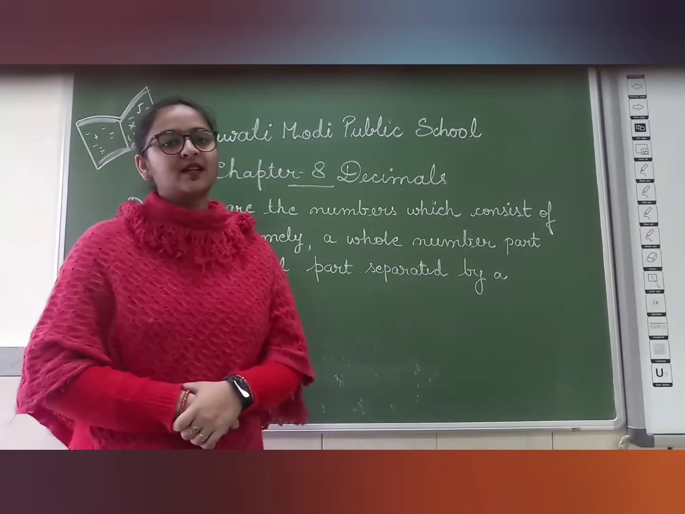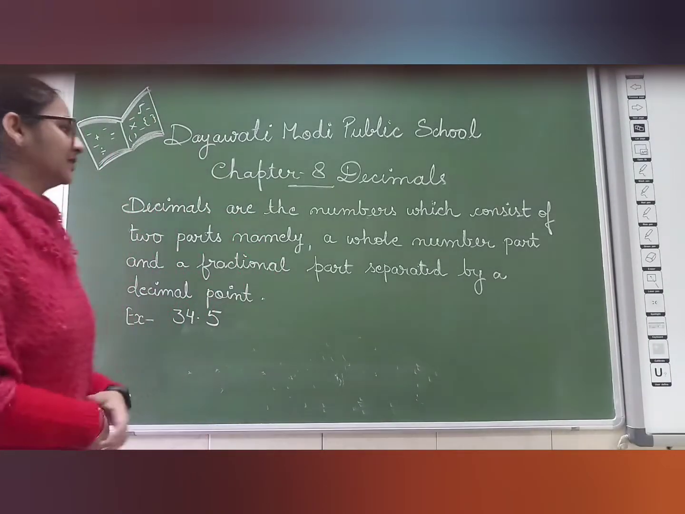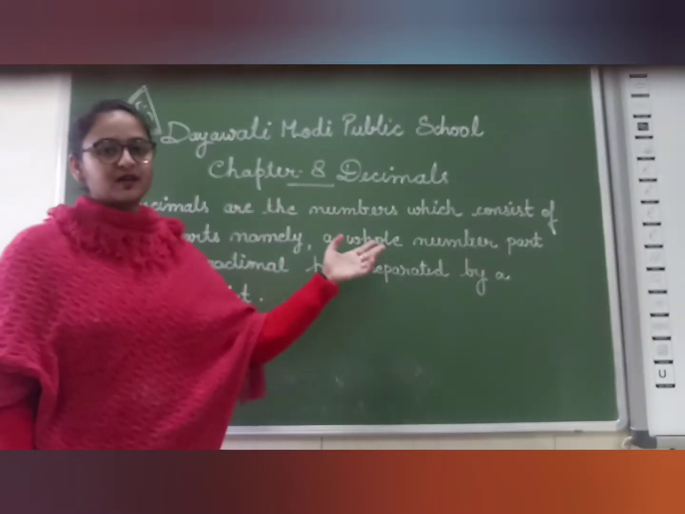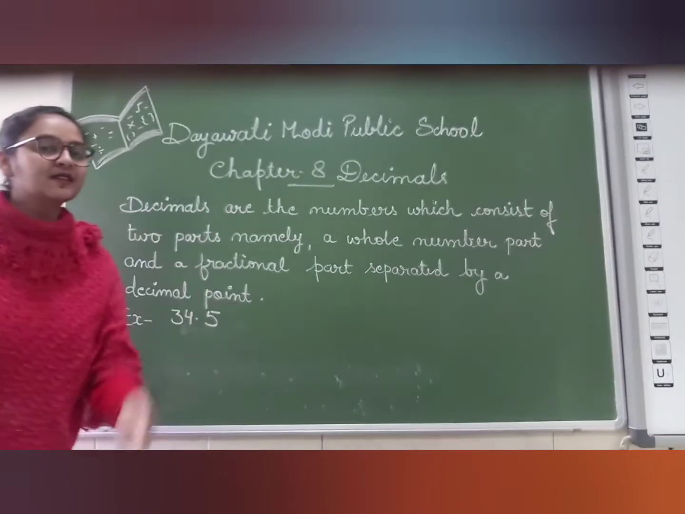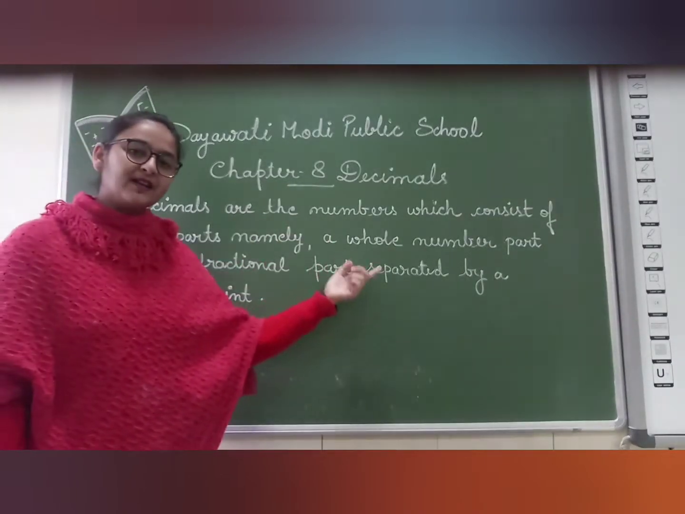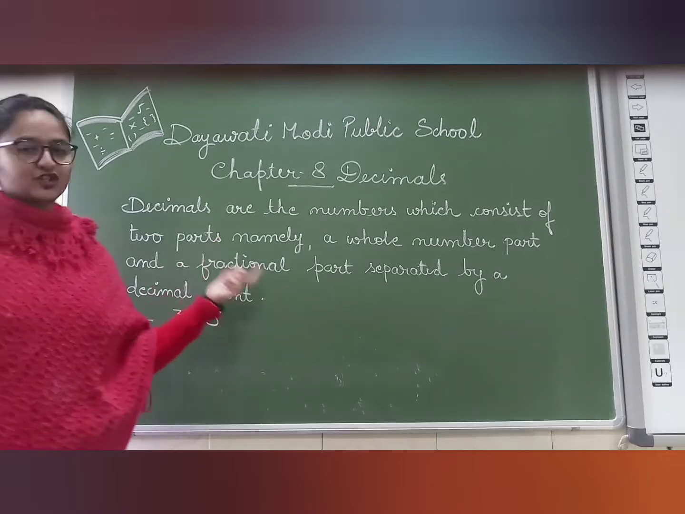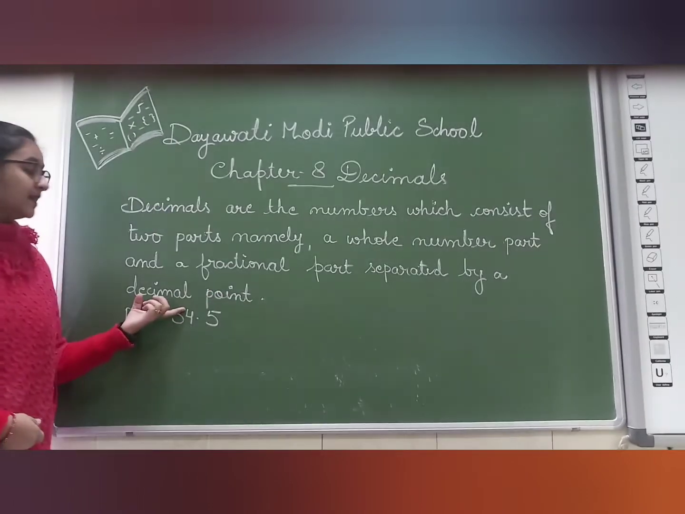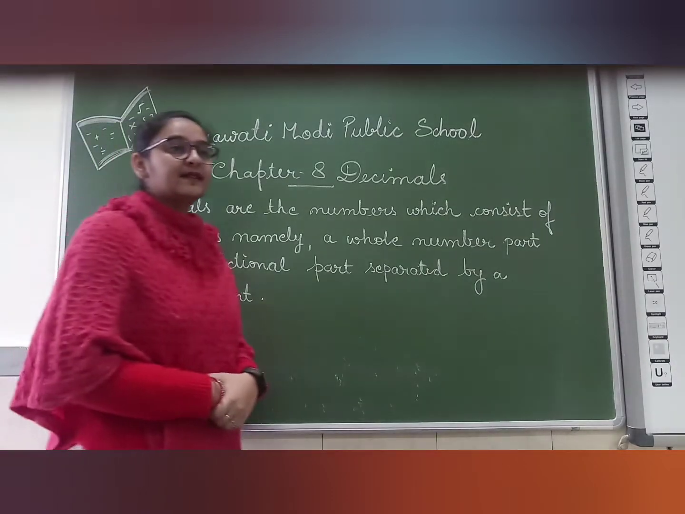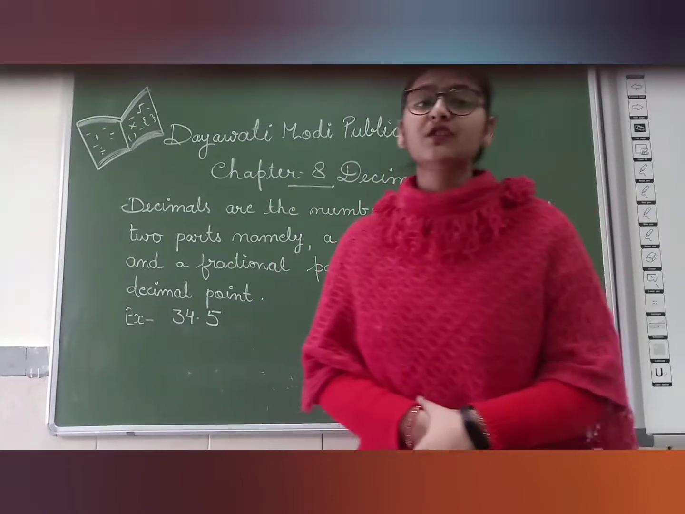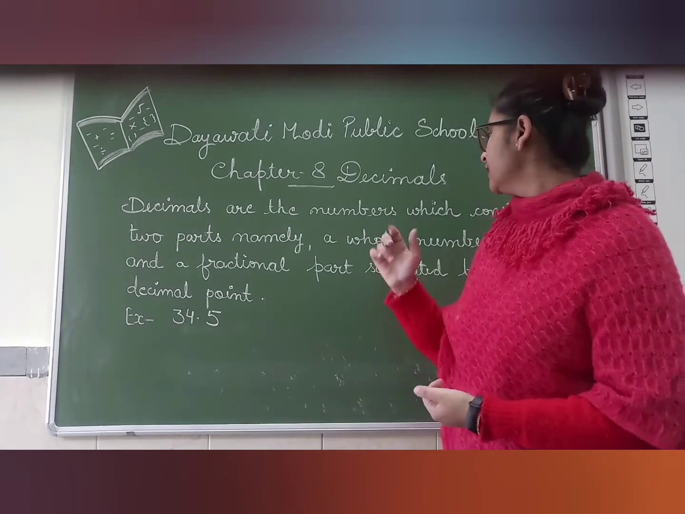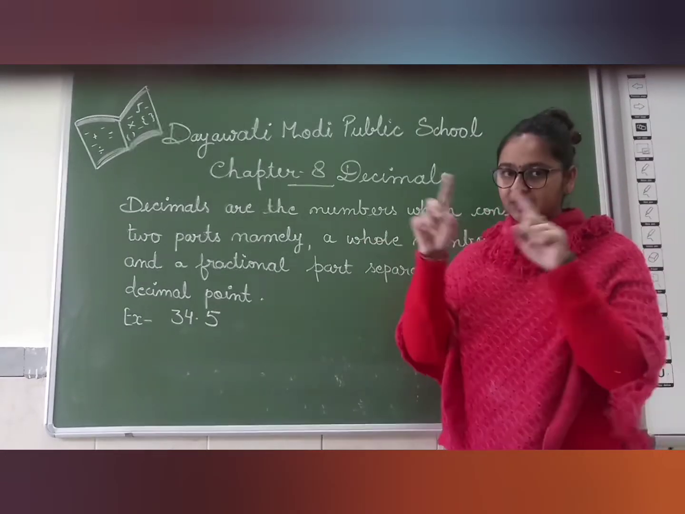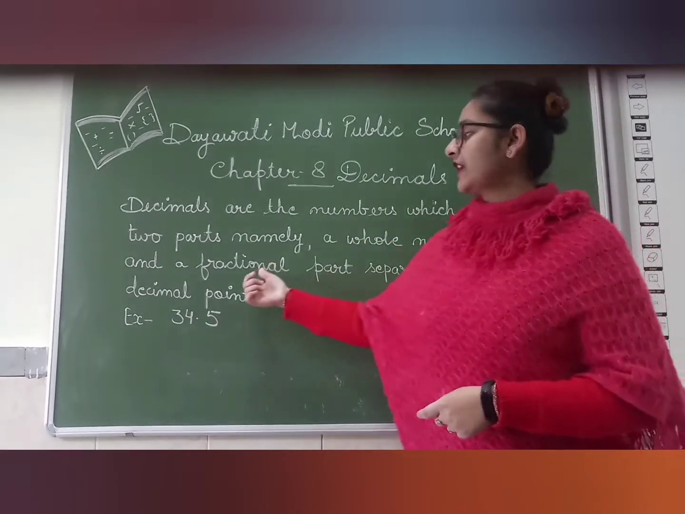Decimals. So students, what are decimals? Decimals are the numbers which consist of two parts. The first is your whole number part and the second one is your fractional part, which are separated by a decimal point. So basically decimals is the collection of two parts. First one is your whole number part, the complete part, and the second one is your fractional part.